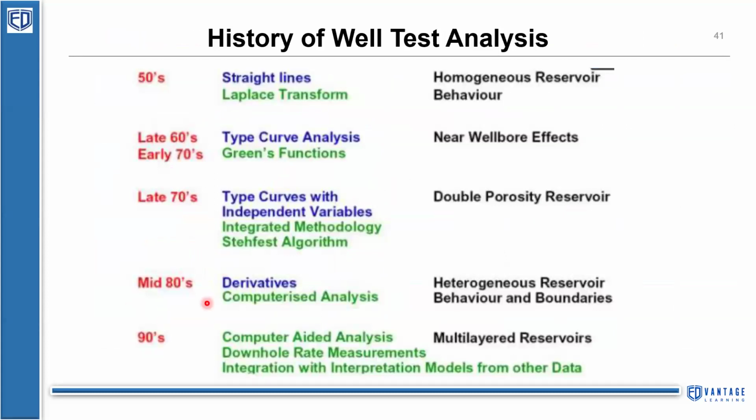In the mid 80s, the pressure derivative was established to find heterogeneous reservoir behavior and boundaries. In the late 90s, we have CAD, computer-aided design and analysis, where we also have downhole rate measurements and integration with interpretation models from other data for multi-layered reservoirs. Because generally in every field, there is no single reservoir used in production. We have multi-reservoirs, multi-zones. So in multi-layered reservoirs, we need data analysis using computers and advanced equipment.